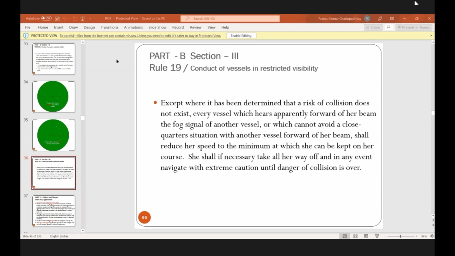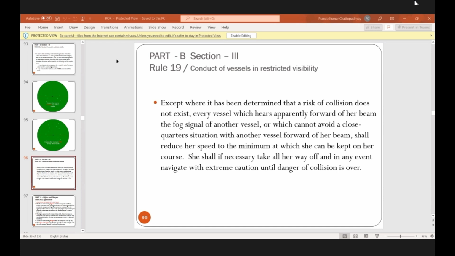So what is most urgently required in this case, very fast, before you commence your action, is that you have to send a safety message. After the safety message, you follow this action which has been prescribed. What is a safety message for? A safety message is for safety of navigation. So the navigation here is at stake.